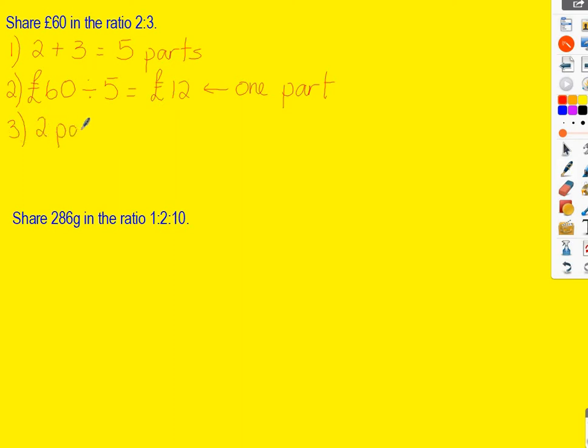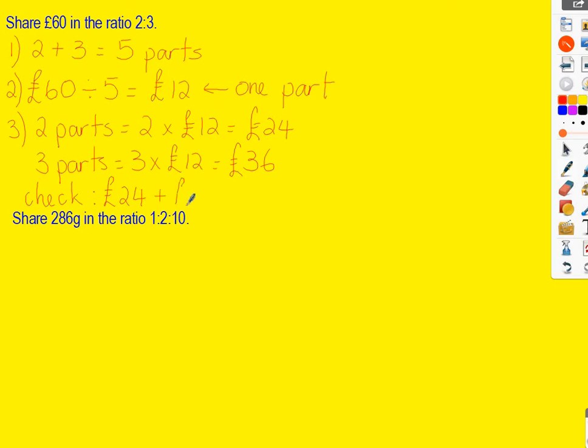To find 2 parts, I'm going to do 2 times 1 part, so 2 times £12, which is £24. And to find 3 parts, the other value in the ratio, that's going to be 3 times £12, which is £36. And my check here, just to finish off, I'm going to add up my answers for part 3, and I'm hoping they add up to £60. So we've got £24 plus £36, which gives me £60 in total, as I'd hoped.